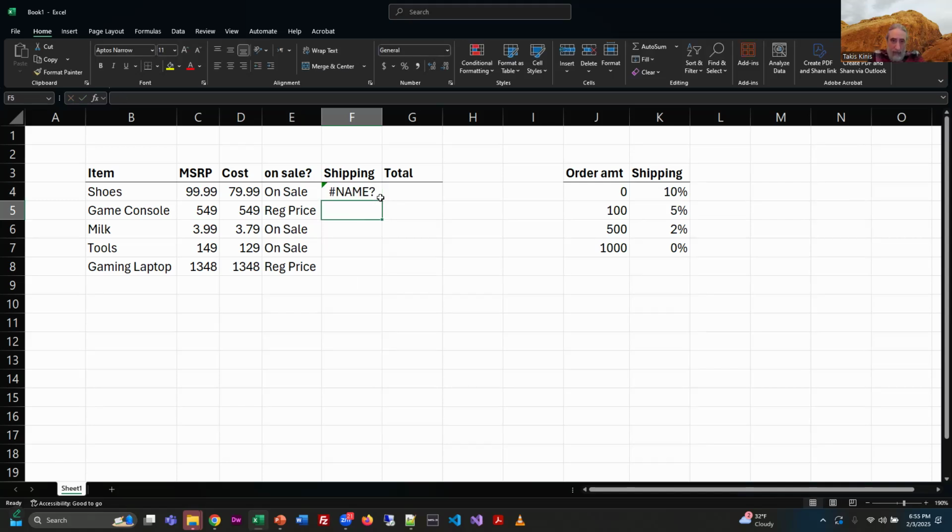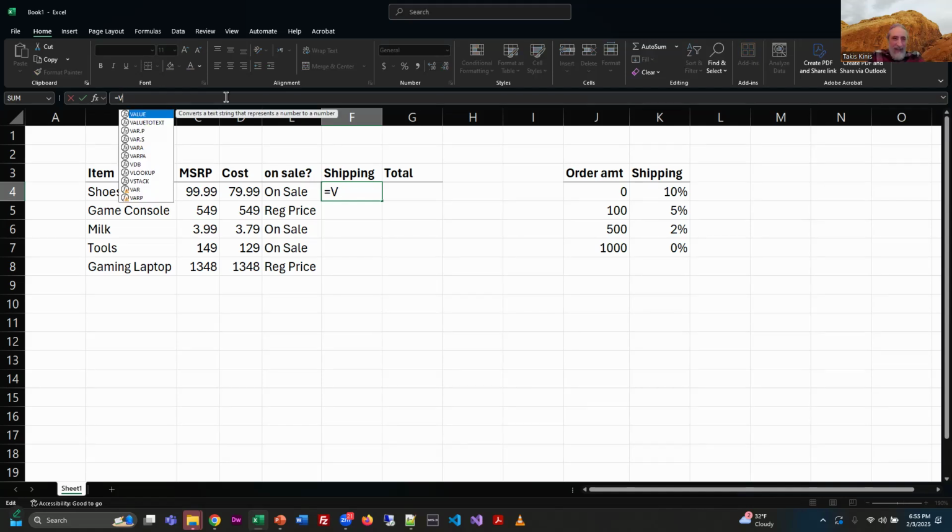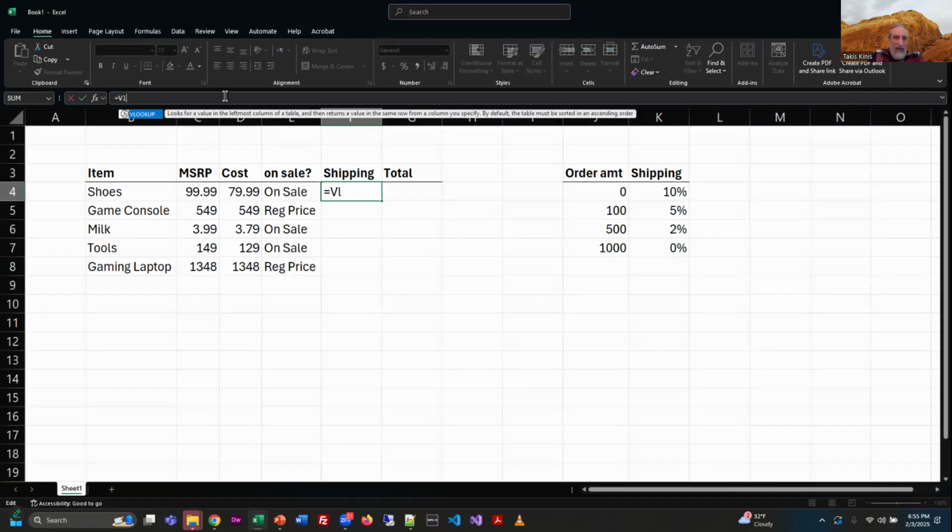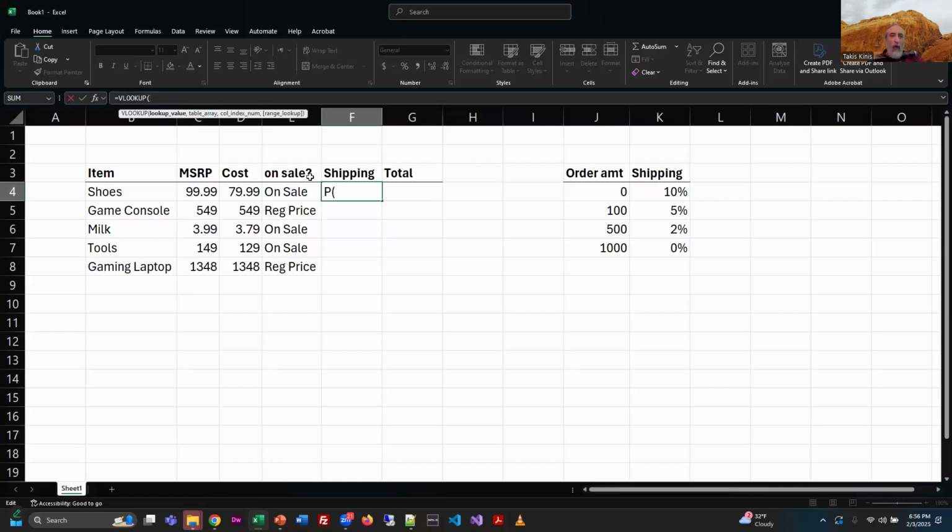All right, so here we'll start by typing VLOOKUP. Oops, I did not mean to press enter yet. Let's do that again. So VLOOKUP. And then the first thing that we need to enter is the lookup value. So in other words, what is the thing we're looking up? Well, I'm going to look at the cost, right? That's the thing I'm looking up is the cost.